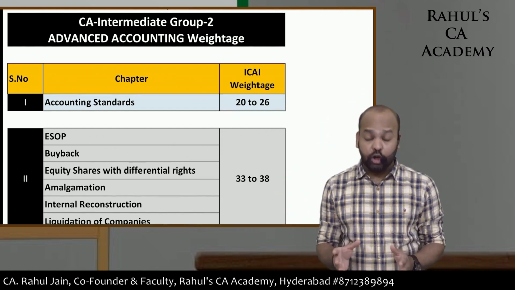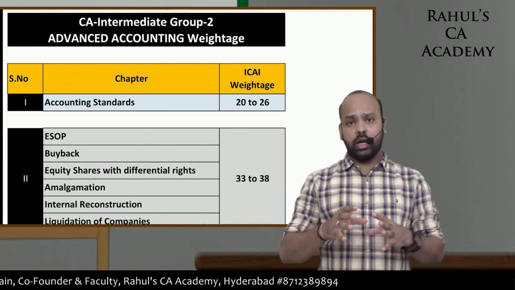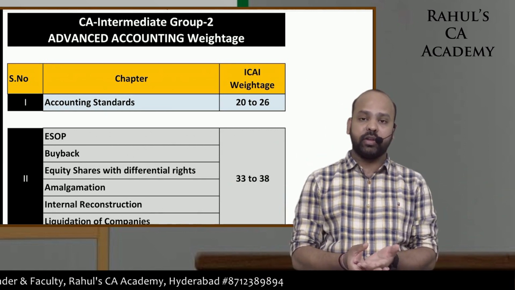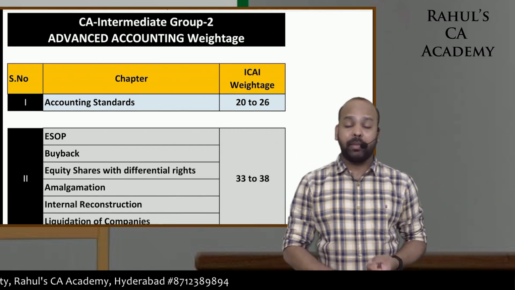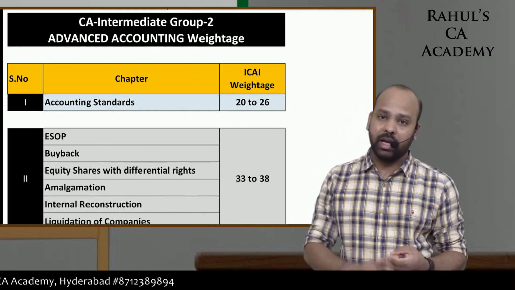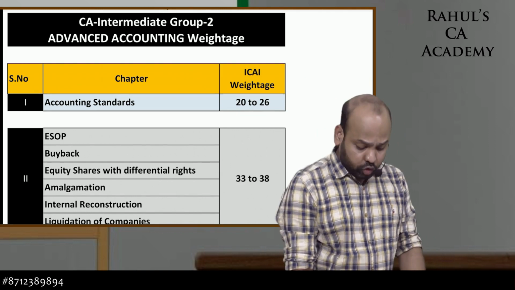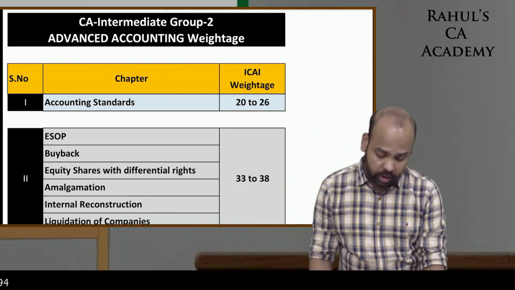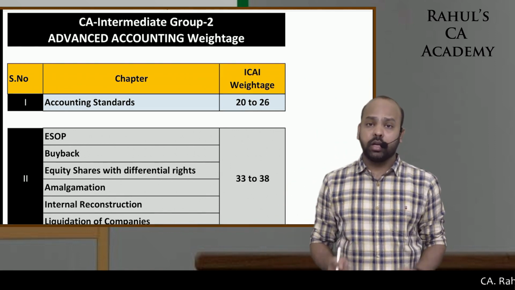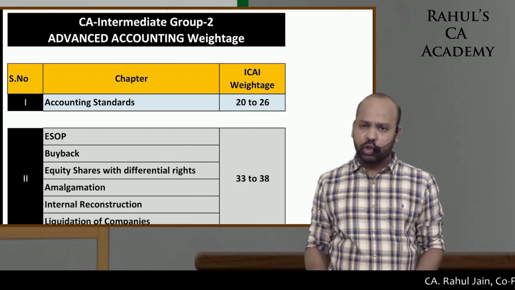Now the second head of topics guys here has a lot of topics included in it. There is ESOP, buyback, equity shares with differential rights, there's amalgamation, internal reconstruction and liquidation of companies. Earlier guys, there used to be 2 additional topics here, but then things were pretty simple earlier. Now the weightage as per ICAI is 33 to 38 marks.